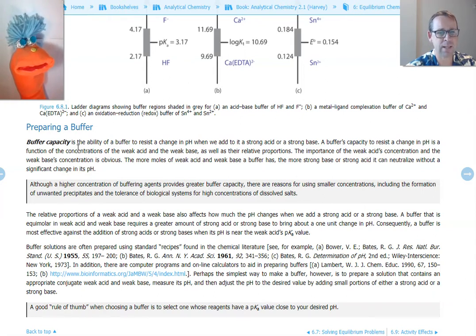So the buffer capacity is how much you can add. And the buffer capacity will increase when you have more of your acid and conjugate base in solution. So buffer capacity is 10 times higher for a 1 molar solution of a weak acid in its conjugate base, compared to a 0.1 molar concentration of a weak acid in its conjugate base. Okay, so there's a little review video that talks about this in terms of titrations, which I'm going to put a link on there for you to watch. Okay, good job.